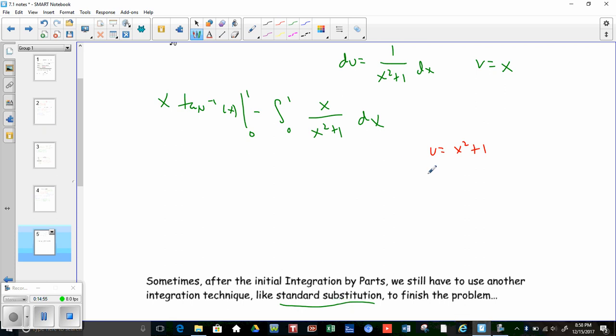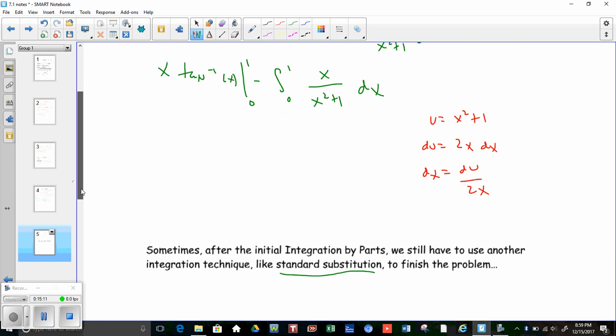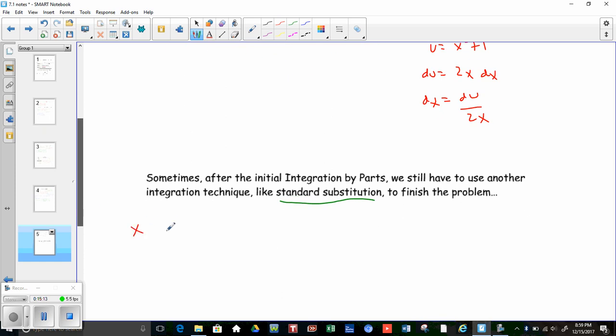Remember, this is standard u substitution now, so du is going to be 2x dx, and we'll need to solve that for dx. So dx is du over 2x. And that's going to give us a way to evaluate this one. So down here, we had x inverse tangent of x, that was evaluated from 0 to 1.